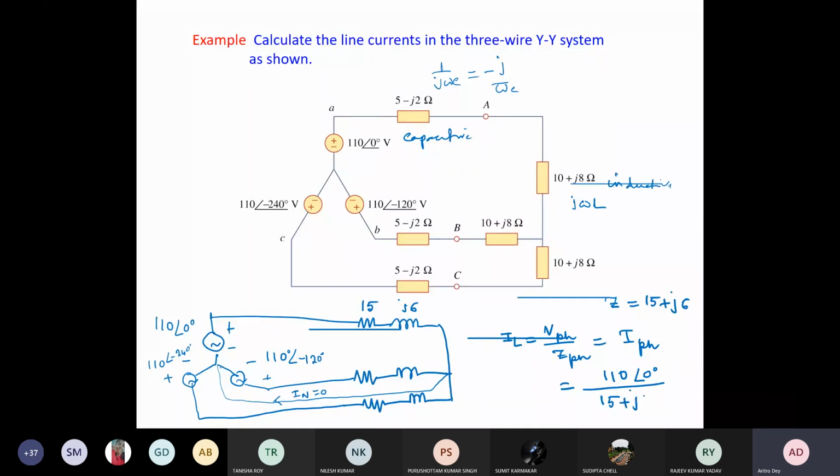So what you have to do is change this 15 and 6 to polar form. So 110 angle 0, then 15 comma 6. Just a minute, I'll get the calculator and let you know what the value is. Hold on for a second.